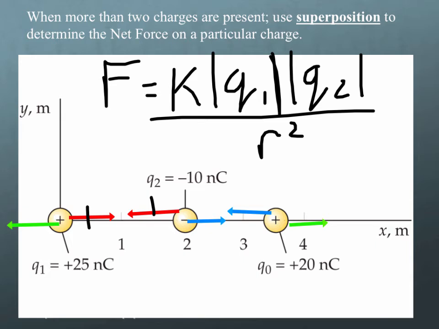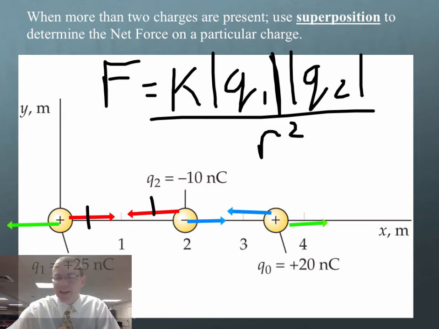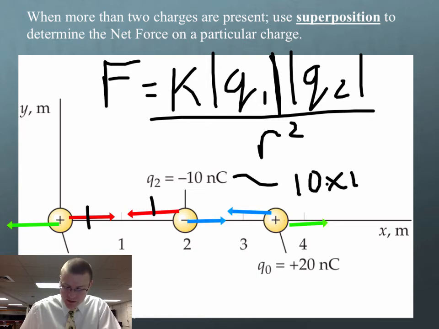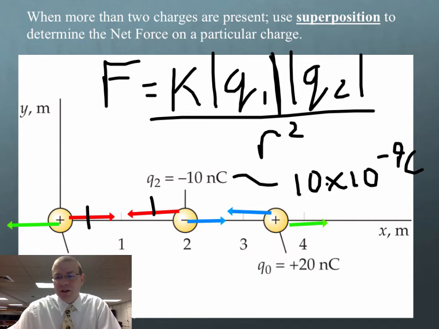Put the absolute values of these charges in there, and if you look, each of my charges are 25 or 10 or 20 nC, which means nano. So really, when you put that into your calculator, you want to put 10 times 10 to the negative 9th coulombs. Or if you know the shorthand on how to do that with your calculator, you're going to save yourself a lot of time. That's how you want to use Coulomb's equation when we have more than two charges.